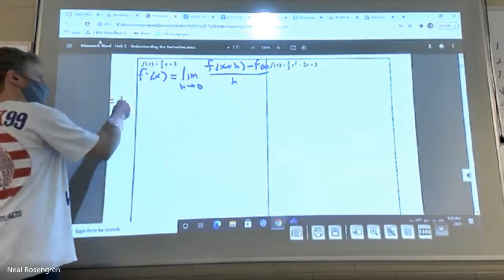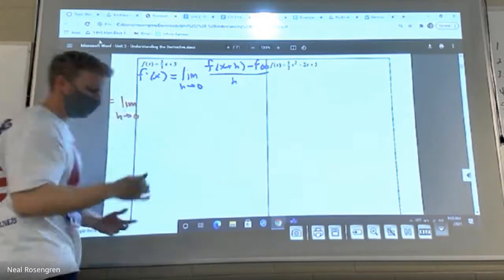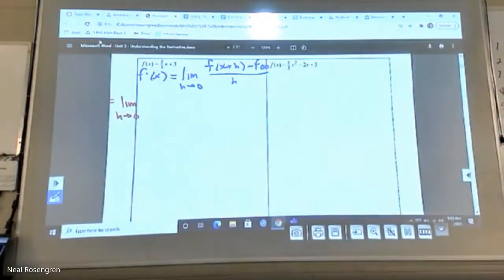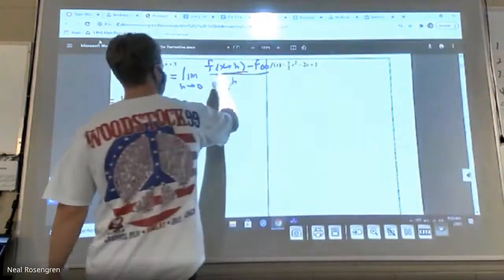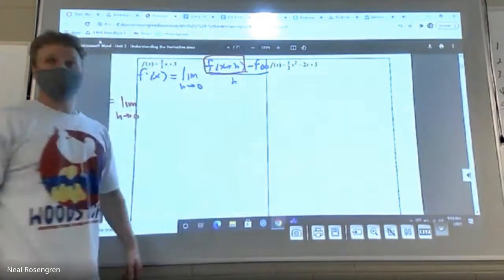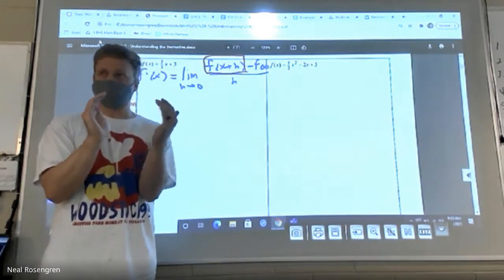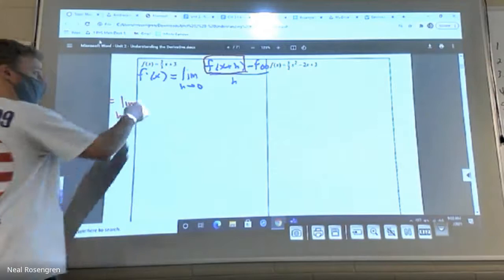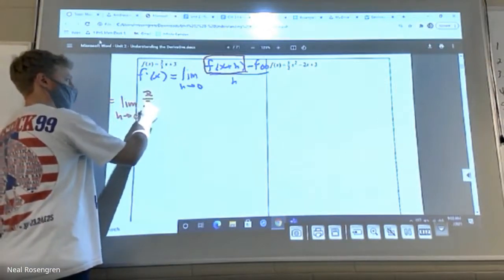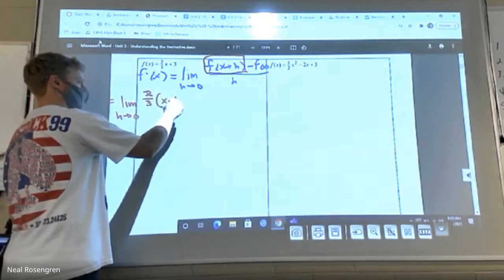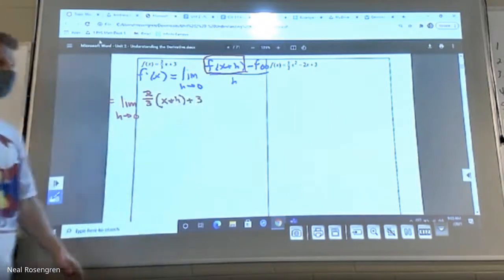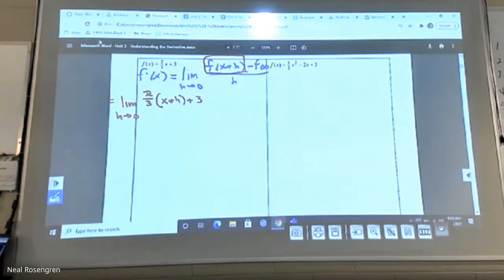So the limit as h approaches 0 of, okay, cool. Now, first thing we're going to do is we're going to evaluate. We are going to actually change every x to x plus h and see what happens. Okay, so what's boxed in red is what's happening right here in red. 2/3 parentheses x plus h plus 3. That's f of x plus h. Any x that's in that function gets replaced with x plus h.